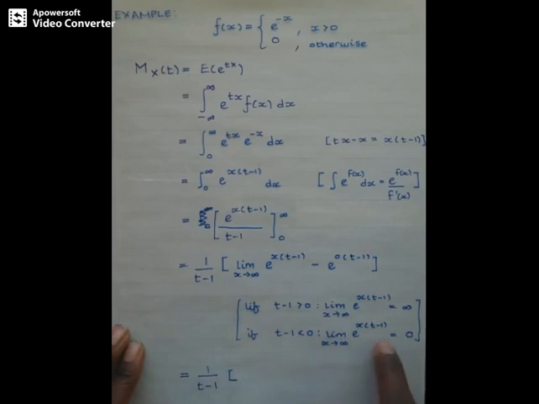We're going to substitute 0 in there, and obviously e to the power of 0 is just 1. And then you're just going to add here, for t minus 1 less than 0. And you can actually rewrite this thing: if you put the 1 on the other side, this holds for t values that are less than 1.